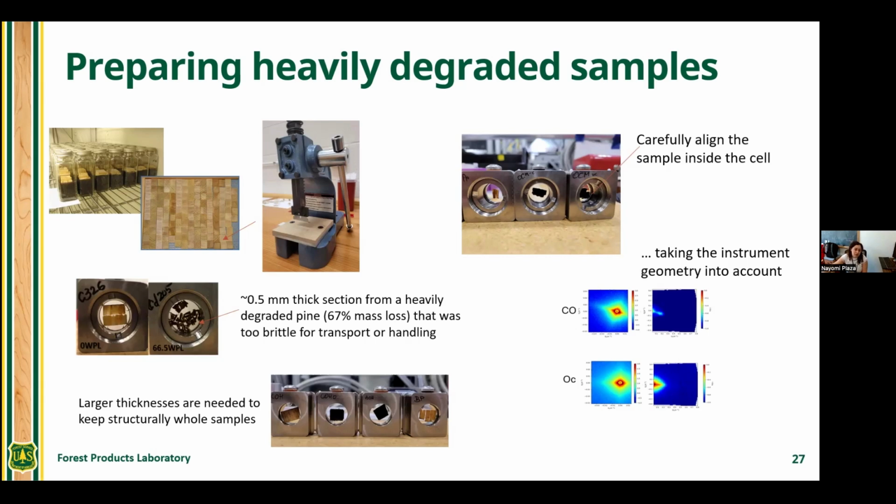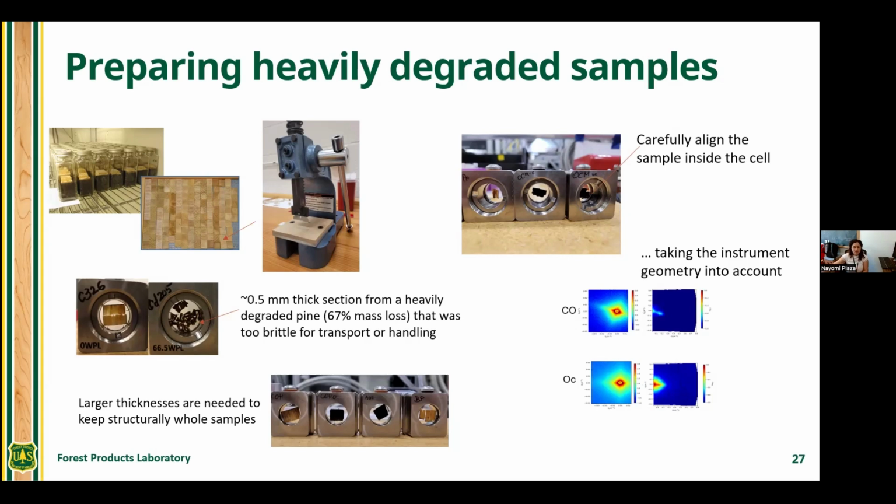Here I have an example of an unmodified sample obtained from one of these blocks, as well as a sample that was unmodified but also experienced a lot of degradation. So control versus non, and you can see that a 0.5 millimeter thick section, I was actually able to make it, but it did not survive transport. And this had about a 67% mass loss. So it was too brittle to transport or handle. So typically, we just make larger thicknesses so that we can keep them whole, and it's easier then to handle them, put them in the cell.